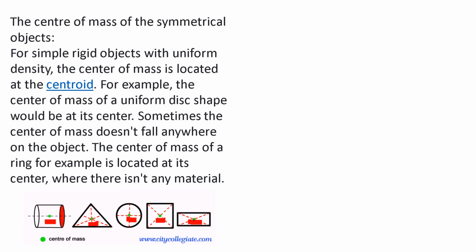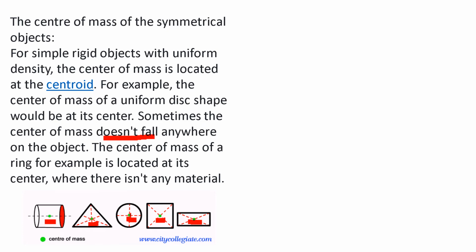Now if you consider just a ring, the center of mass of the ring will be located exactly at the center of that ring, where no surface of the ring exists. But if this is a circular sheet made up of iron, steel or whatever, a plain sheet, then the centroid can exist on the surface of the object, and therefore we say that sometimes the center of mass does not fall anywhere on the object.